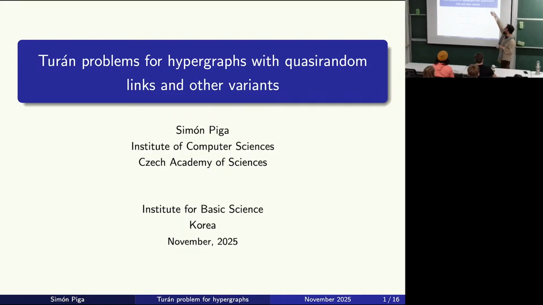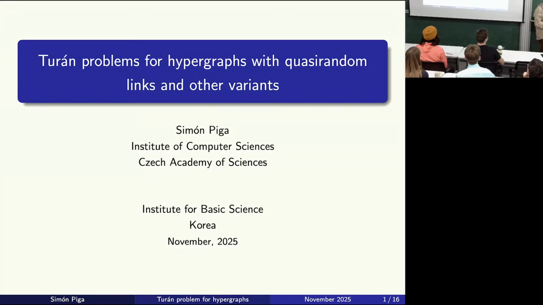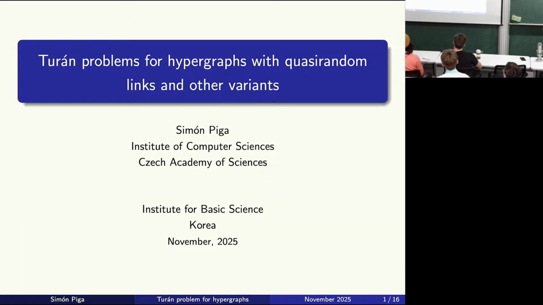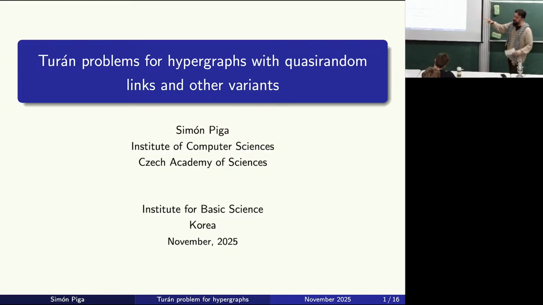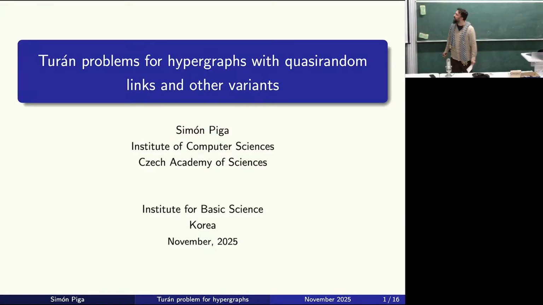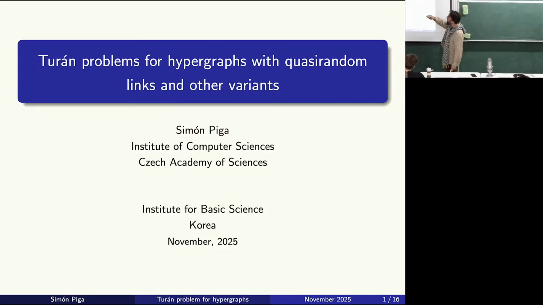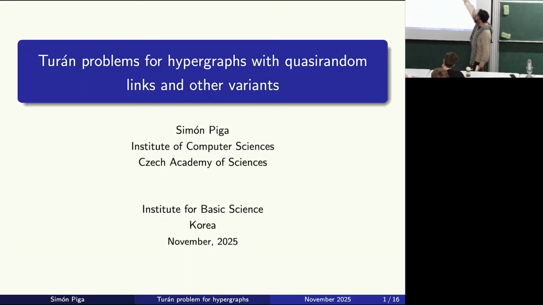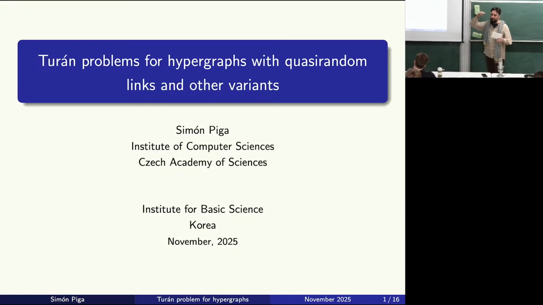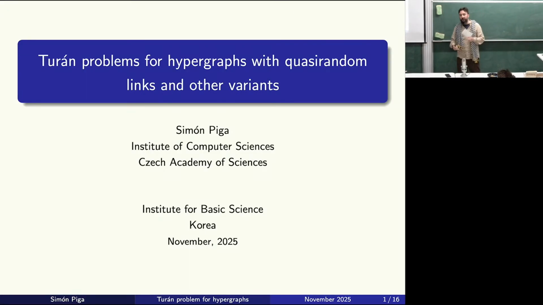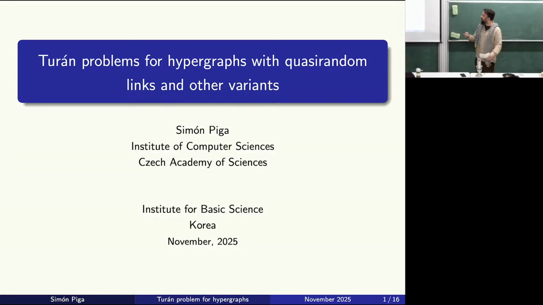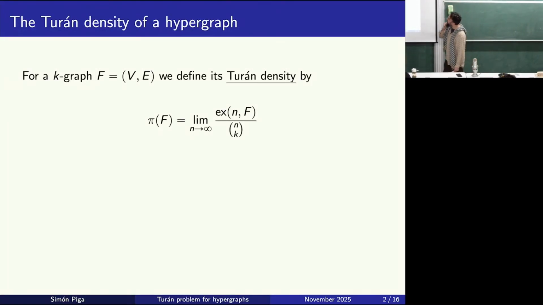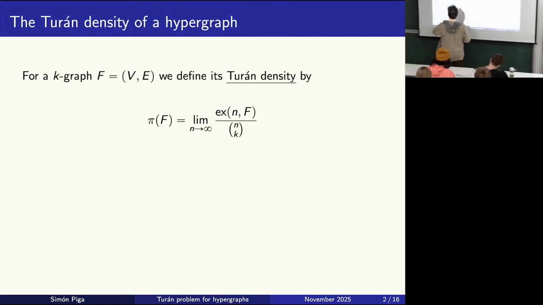So yeah, this is not exactly the title that I gave before, but it's close enough. Many of the results that I will talk about are with other co-authors, which I will specify in each case. I'm going to talk mainly about hypergraphs with quasi-random links, but I will also introduce the more common variants of this original Turán problem, and try to see how everything fits together in some story. So first of all, we are going to talk about k-graphs.